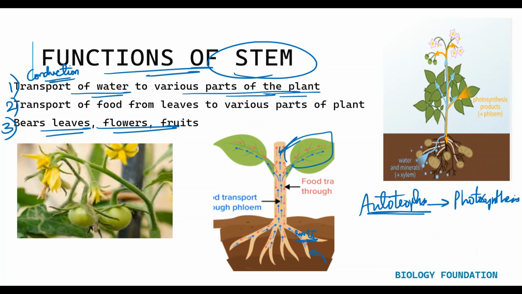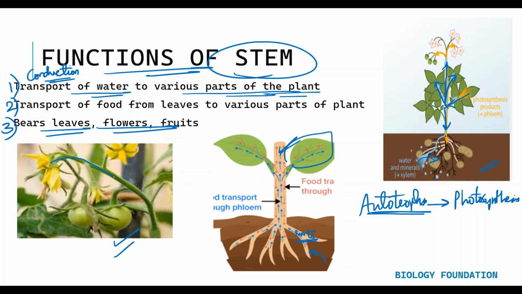If you see the plant here, in this diagram, water which is absorbed by the roots is being transported to various parts of the plant. Can you see the blue color arrows here? So, stem is helping in transport of water from the roots to leaves, flowers, buds, etc. In the same way, whatever food is being synthesized in the leaves, you can see through the yellow arrow that the food from the leaves is getting transported to roots, young leaves, flowers, and buds again by stem. Here you can see a picture of tomato plant.